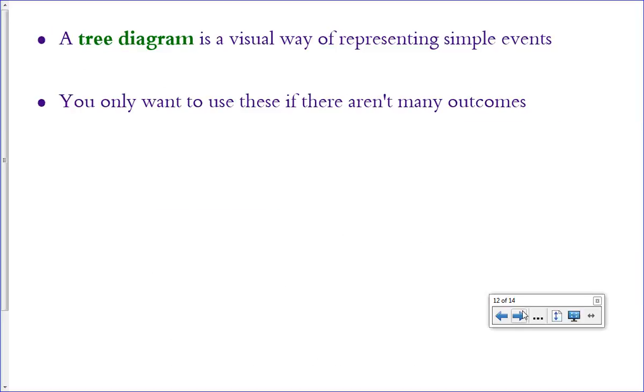And then just an introduction to a tree diagram. We'll do these much more throughout the rest of the chapter. But a tree diagram is not like a Venn diagram. It's a different way of representing simple events. That's a nice visual. You only want to use these if there aren't many outcomes and if one event follows another. And you could almost think about this chronologically, almost like following another one as in coming after it.